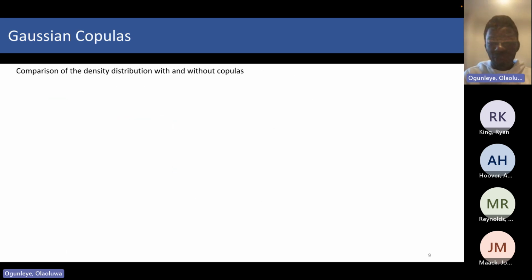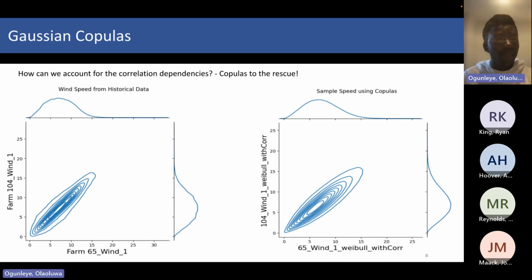So over here we have the historical data between two wind farms, and then on the right here, in the center, you can see that Copulas was able to predict the correlation between those two wind farms as compared to without using Copulas, which I'll show you in a bit.